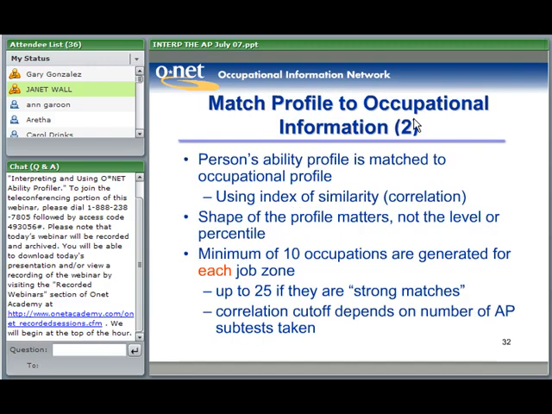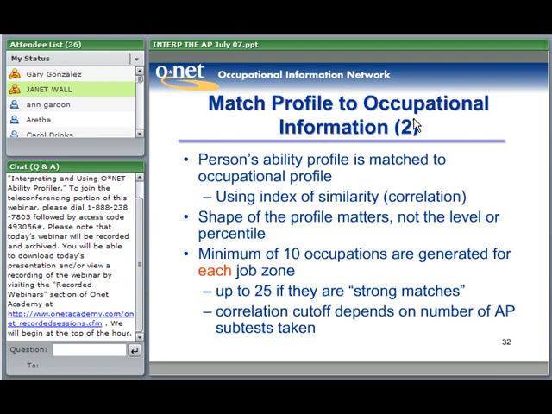All right, so let me say again that what happens in order to generate those 5 listings is the program compares the shape of the person's profile on the ability profiler with the occupational profile. If you can think of kind of overlaying the shape of the person's profile onto the occupational profile, it's matching the shape, not the level of the score. It's the shape of the profile. And they use what they call an index of similarity. It's really a correlation, correlating shape.